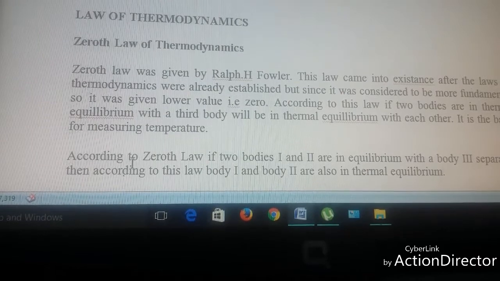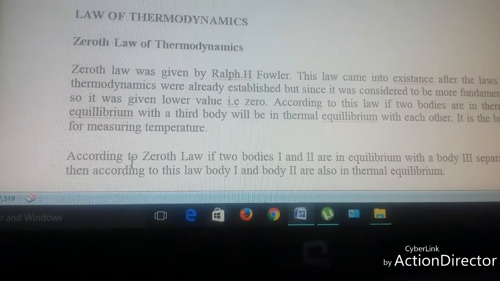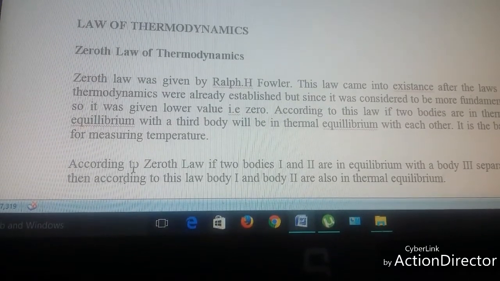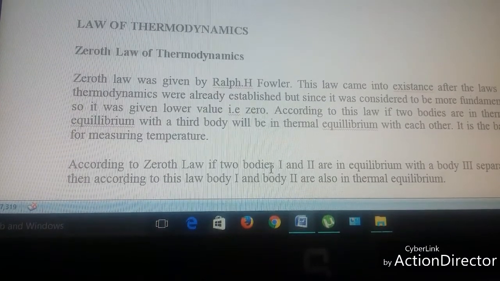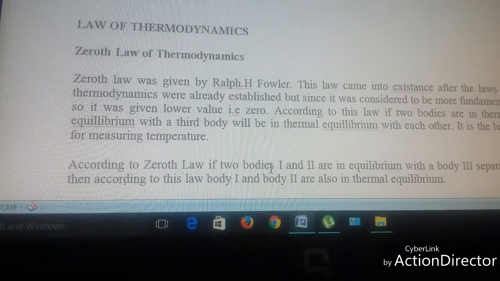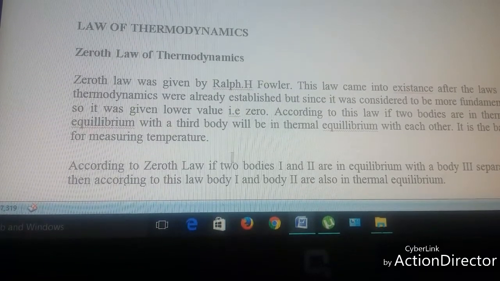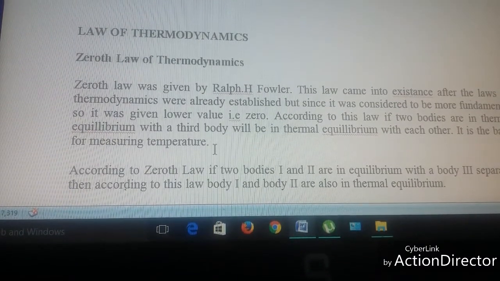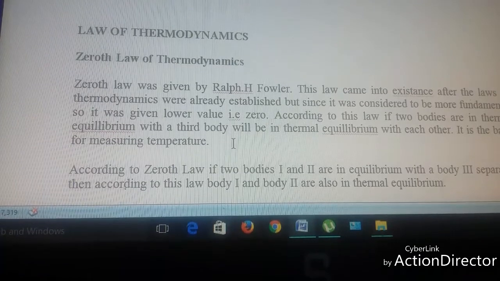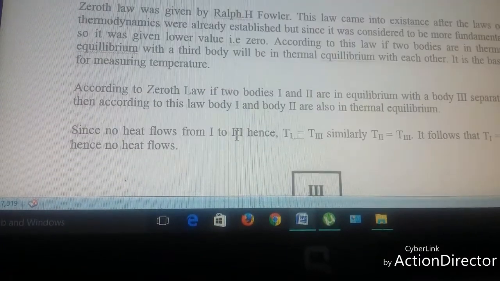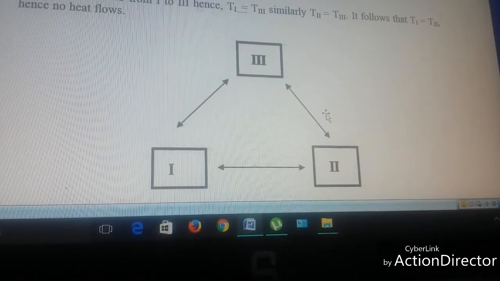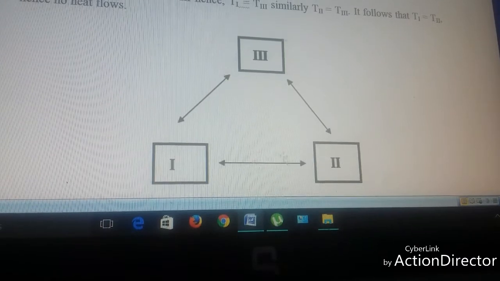As you all know, there are three laws of thermodynamics, first, second and third law, but one more law is there, that is known as the zeroth law of thermodynamics. Actually this law came into existence after the laws of thermodynamics were already established, but since this law is considered to be very fundamental, it was given lower value, that is zero order. Now this law was given by Ralph H. Fowler.